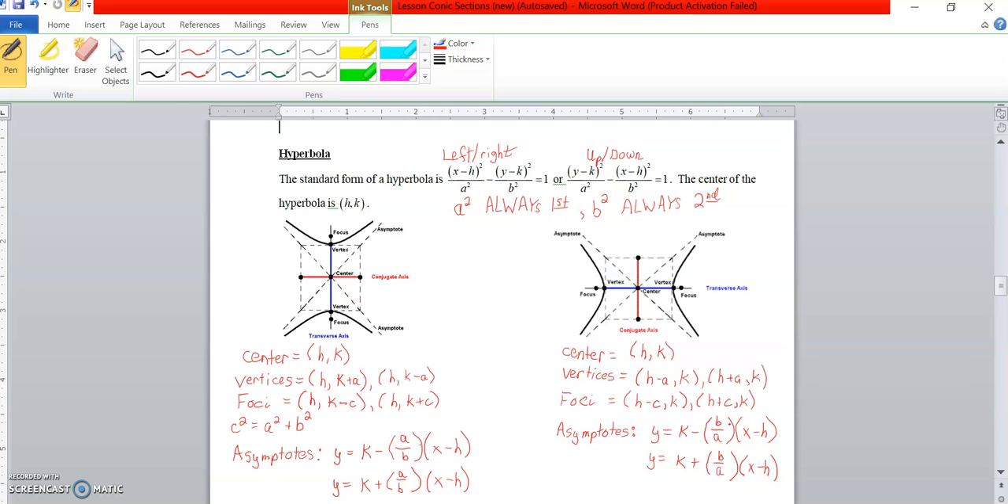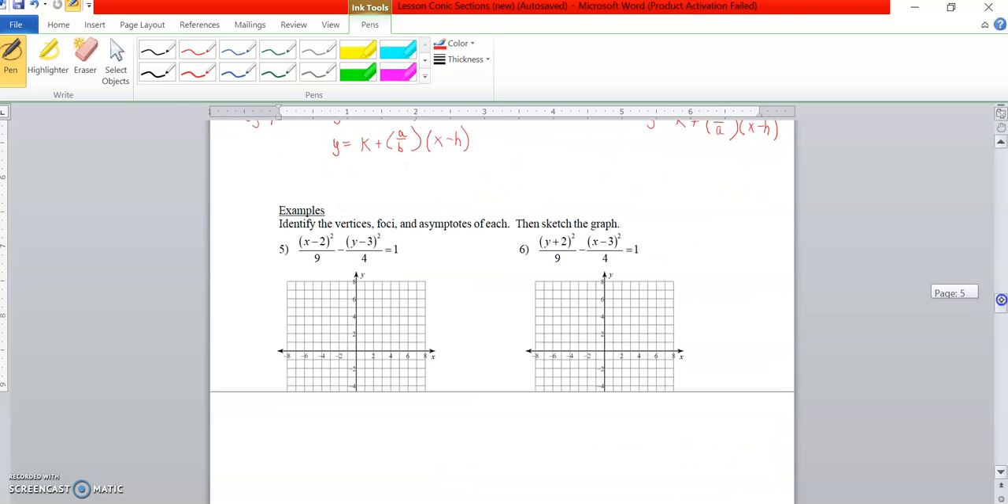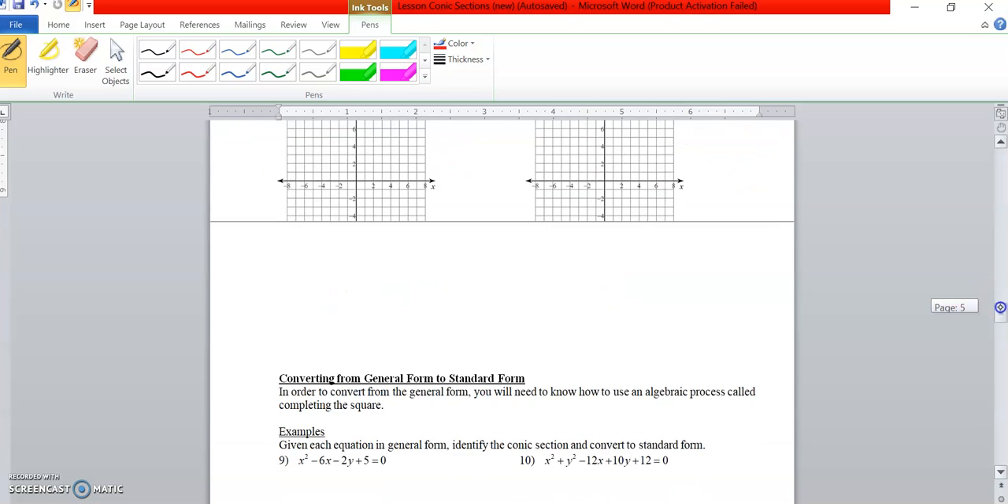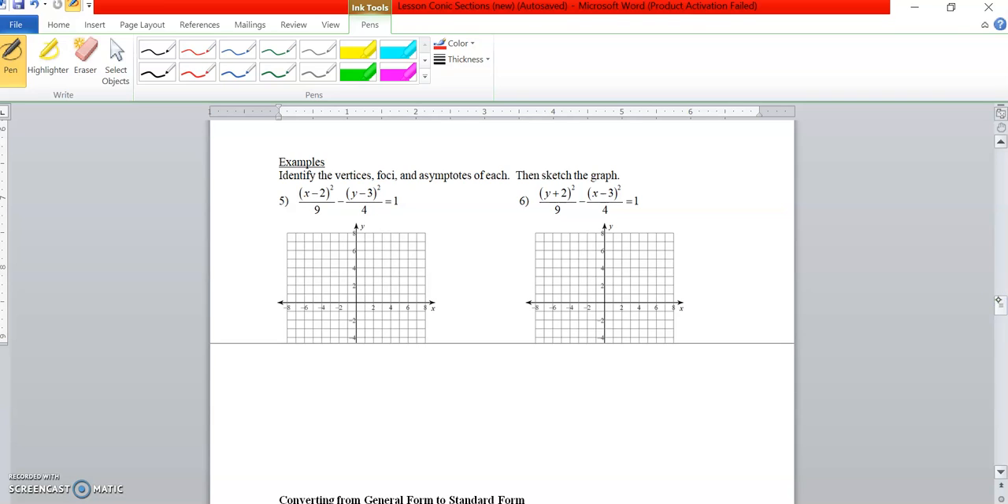So if you were to go down to some examples here, it says identify the vertices, foci, and asymptotes. Looks like my graph got cut off a little bit, so I will identify those main properties of this first example in the video, and then for timing purposes, I will just spell them out here quick. I better spell that out because I don't want that to be confused with the coefficient c. Center is at 2, 3.